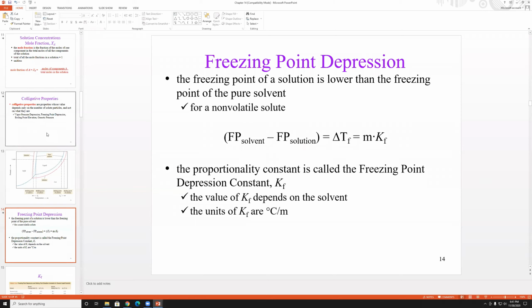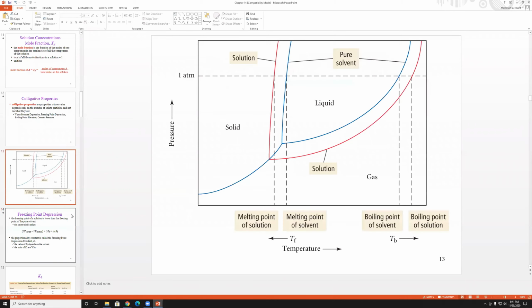Yeah, I mean, if you have more stuff in there, then it's going to change the freezing point even more. And it's based on molality. Okay. So the first one is, well, let me show you this phase diagram again.